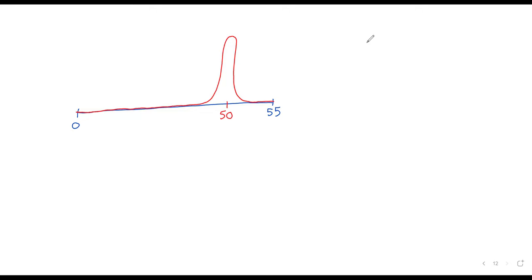So I might be exactly as likely to take 20 minutes as I am to take 50 minutes, but the probability that I take between 20 and 25 minutes is extremely small, whereas the probability that I take between 45 and 50 minutes is much larger.